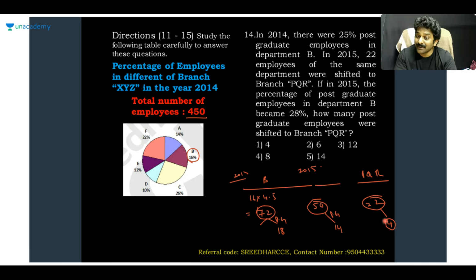So where are these 4? Those people were there in the 22 members whom we shifted to PQR. Got it? So out of these 22 people, PGs were 4 and the remaining graduates, non-PGs, are 18. That's the point. What is no? Answer is first option, Rajshekhar.